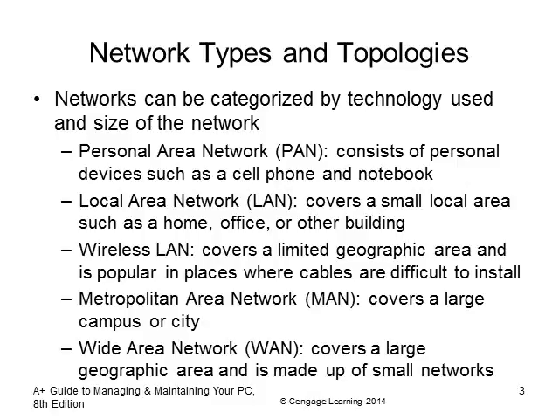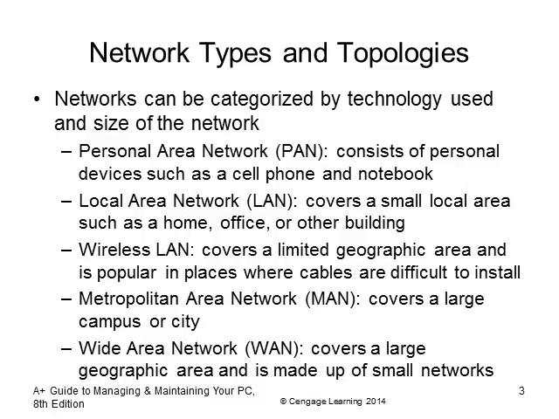Network types and topologies. Your networks can be categorized by the technology that is used and the size of the network. For example, a PAN, personal area network, is going to be a personal thing, probably like a cell phone and a laptop or a desktop. A LAN, local area network, covers a small local area geographically. For example, the main campus would be considered a LAN because realistically I can walk from building to building. We're all on the same backbone. Therefore, that would be considered a LAN.